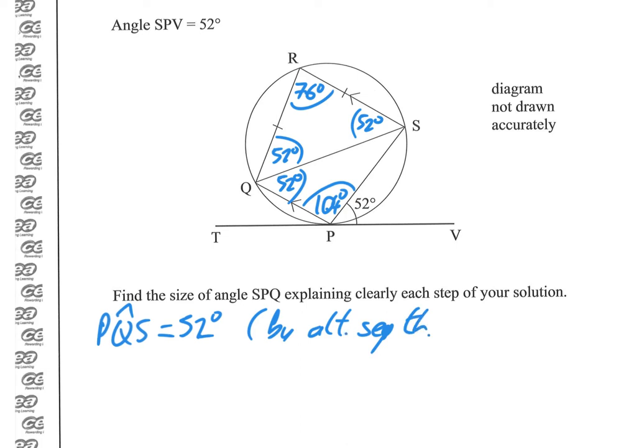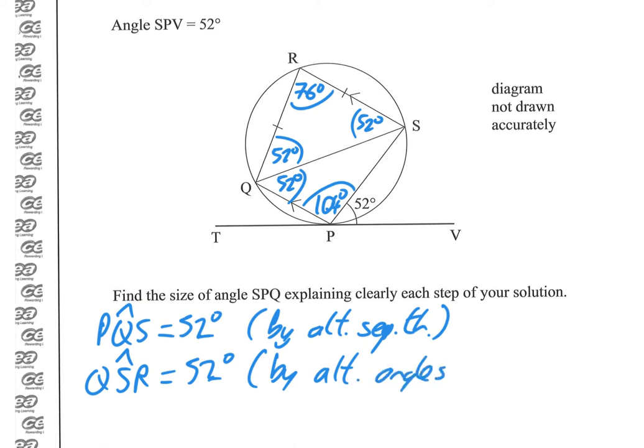So if you know what these things are called, it really helps you doing this. And then your QSR it was, wasn't it? Yep. QSR we found next, so QSR was also equal to 52, and that's just regular alternate angles. So it's not the alternate segment theorem, but by alternate angles. And then the next thing we said was SQR was also equal to 52 degrees.